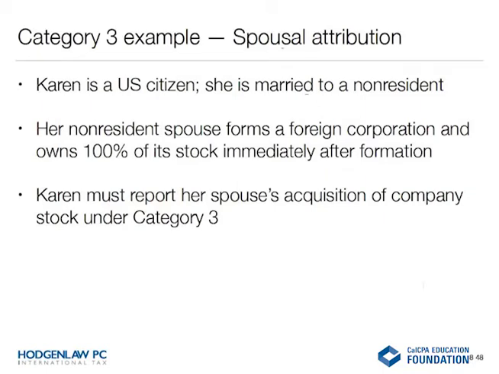And then here's one that I've seen a bunch of times. This one is never a fun conversation because it's one that I think nobody ever expects to be the case. In this example, we have Karen. She's a U.S. citizen, and she is married to a non-resident alien. Let's say they live abroad in a foreign country somewhere, and they're going about their lives happily. Karen's filing her U.S. tax returns, and then her non-resident spouse forms a foreign corporation and owns 100% of its stock immediately after formation. Karen has to report her spouse's, I put acquisition, but really it's formation of the company under Category 3 because she has attributed all of the stock under the Category 3 attribution rules.